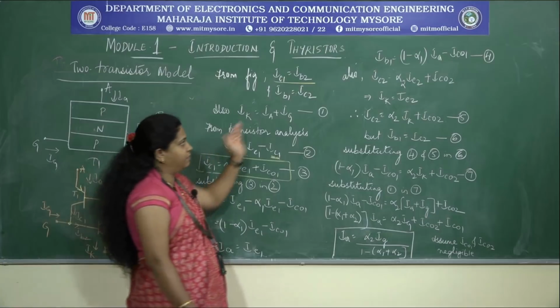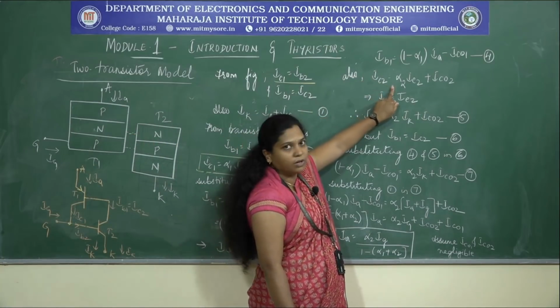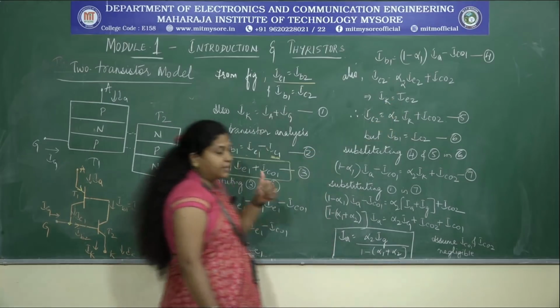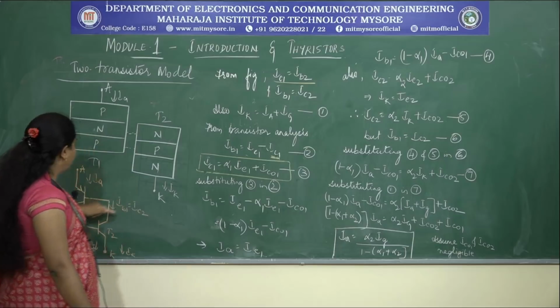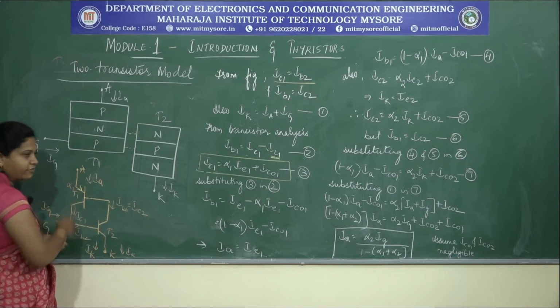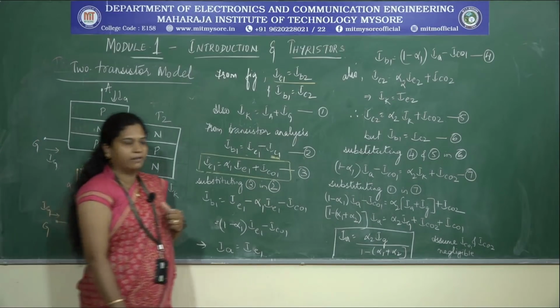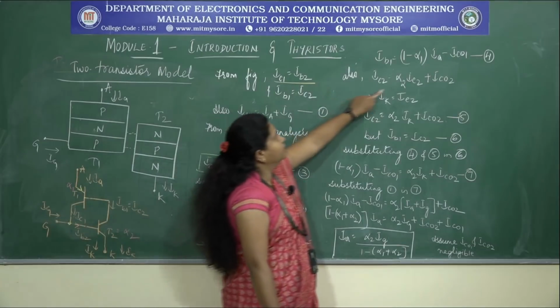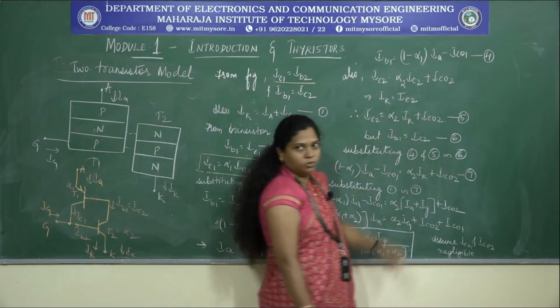Similarly, applying the same principle for the second transistor, we get IC2 is equal to... since two transistors will have different current gains, we consider transistor T1 having a current gain of alpha 1 and transistor T2 having a current gain of alpha 2. So, alpha 2 into IE2 plus ICO2.